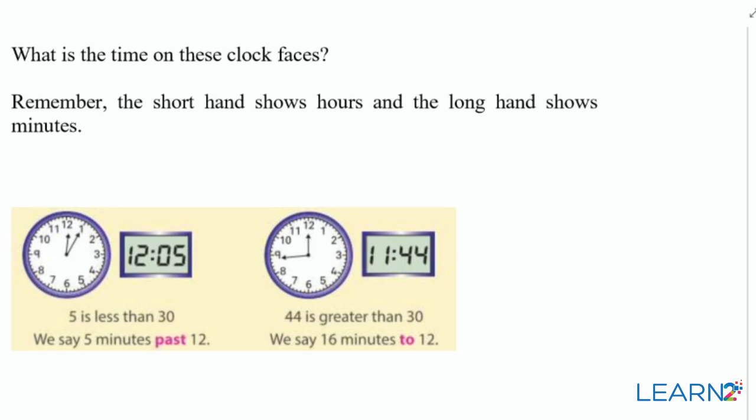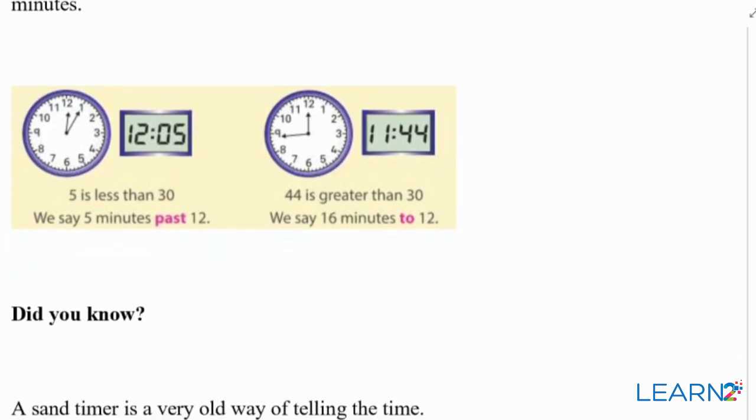5 minutes past 12. This one here, we've got 11:44. Now, because the 44 is greater than 30, what we rather say is 16 minutes to 12, because there's still 16 minutes until you get to 12. And you can see here, there's the 12, 16 minutes. It's almost at the 9, which is 45. It's just before. It's at the 44, so it's 16 minutes before 12.